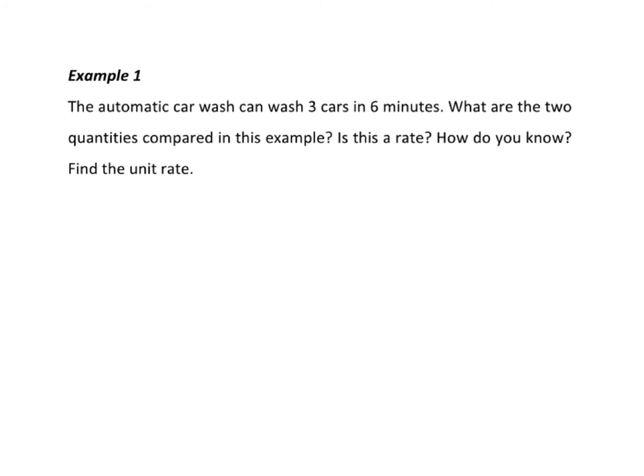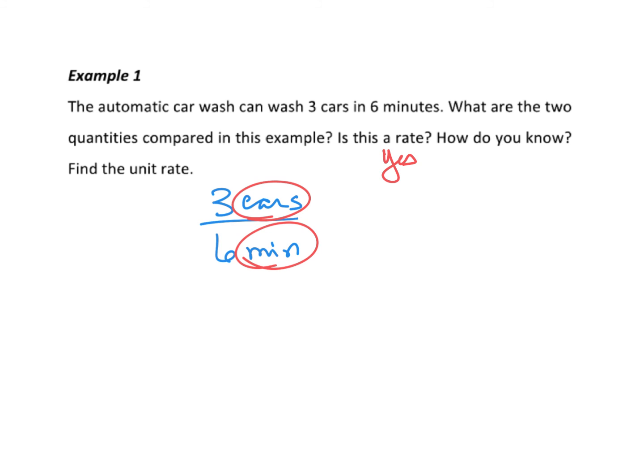So now we're going to talk about the car wash. We have 3 cars in 6 minutes. So what are the two quantities compared? We have cars and minutes. Is this a rate? Yes, it is, because we have 2 different quantities or 2 different things that we are comparing. How do you know? We just said it. Find the unit rate. It doesn't make sense to do how many cars or how many minutes for a car. So for 1 car, it would be 2 minutes. There's our unit rate.